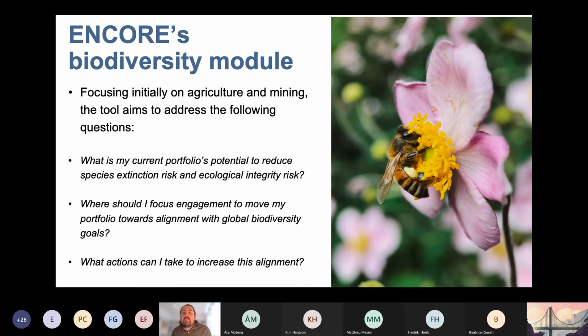Yeah, so the tool focuses initially on agriculture and mining sectors. These are two sectors identified as key to driving global biodiversity loss. And focusing on these sectors, the tool aims to address the following questions. So what is my current portfolio's potential to reduce species extinction risk and ecological integrity risk? And I'll go on to that in a second. Where should I focus engagement to move my portfolio towards alignment with global biodiversity goals? And what actions can I take to do this? Thanks. So if we can go to the next slide, thank you.